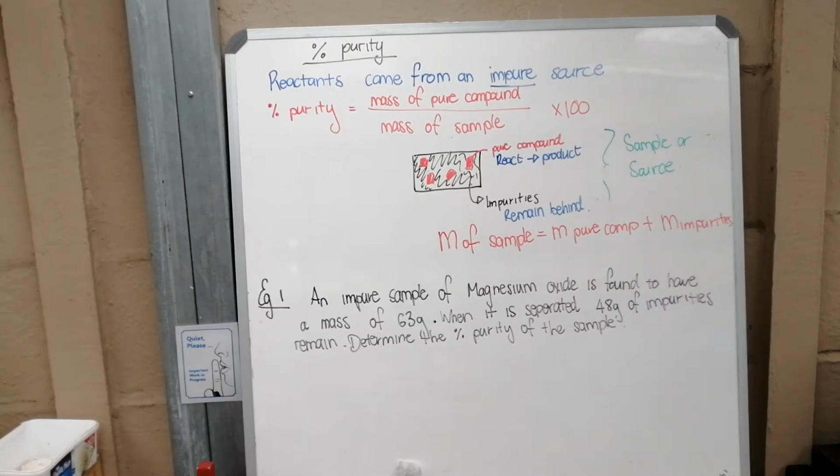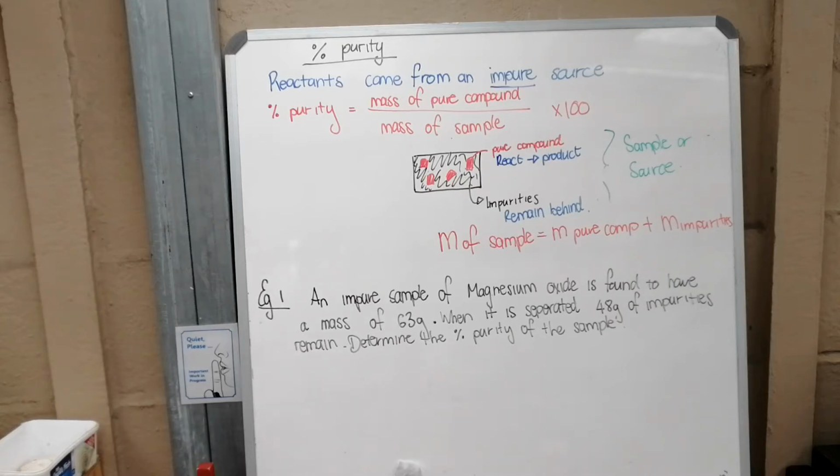Okay guys, sorry, my black Coke is slowly starting to run out, so I'm hoping you can read that. We've got an impure sample of magnesium oxide, found to have a mass of 63 grams. When it is separated, 48 grams of impurities remain, and we need to determine the percentage purity of the sample.